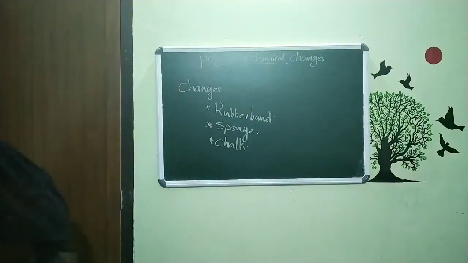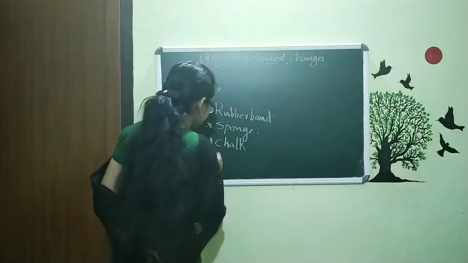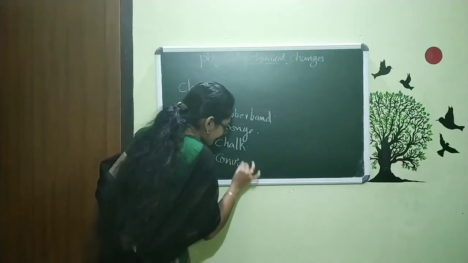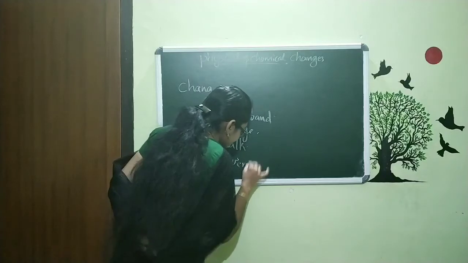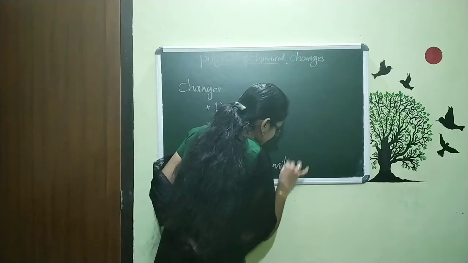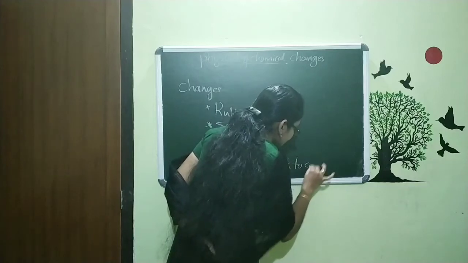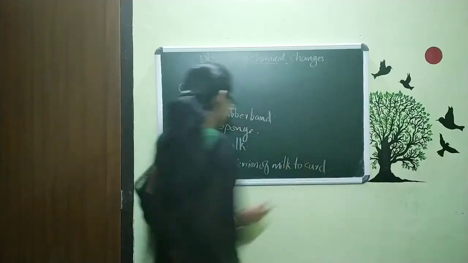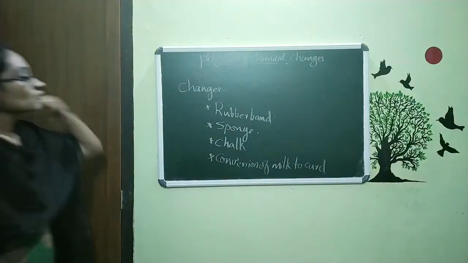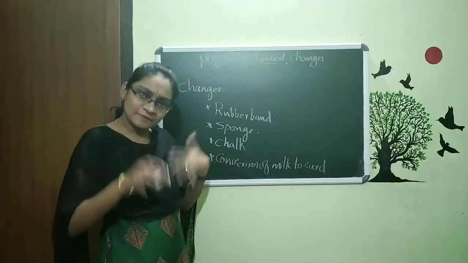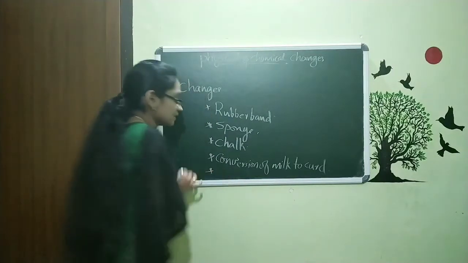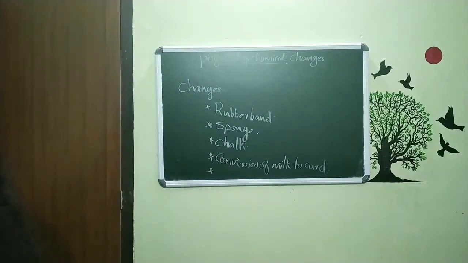And the next one is the conversion of milk to curd. The conversion of milk to curd. That is one type of change. A particular type of change. That is the next example. And another example is this.